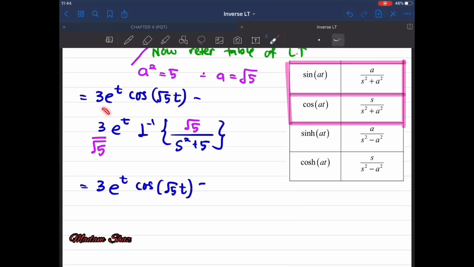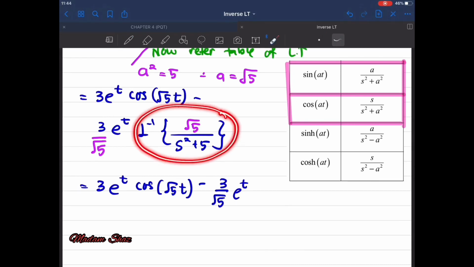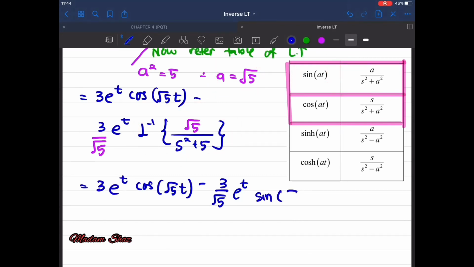minus 3 over square root 5 exponent t Laplace inverse square root 5 over s square plus 5, which will become sine of at, whereby our a is equal to square root of 5. So sine of square root of 5t. So this is the answer for the second example, whereby we apply linearity and then we apply the first shift of the inverse Laplace transform.